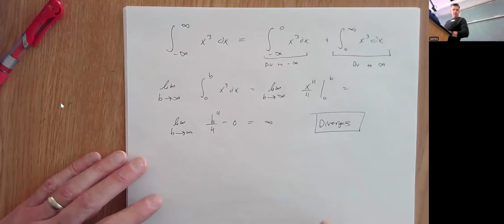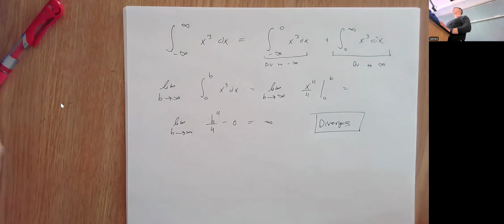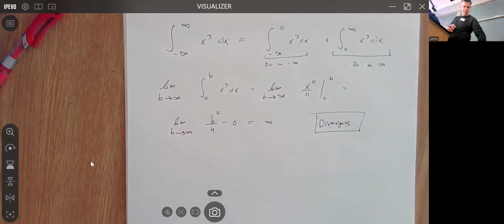Let's look at a couple more and then we'll move on. So far all these have been what are sometimes called type 1 improper integrals, meaning your integral has either infinity or negative infinity or both in the limits of integration. Let's look at one or two more.